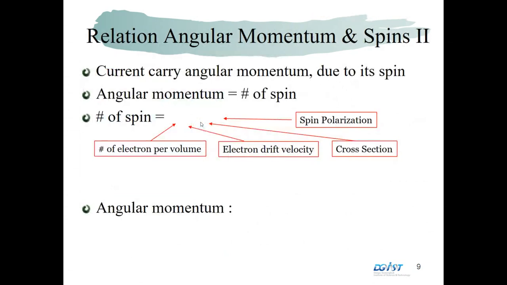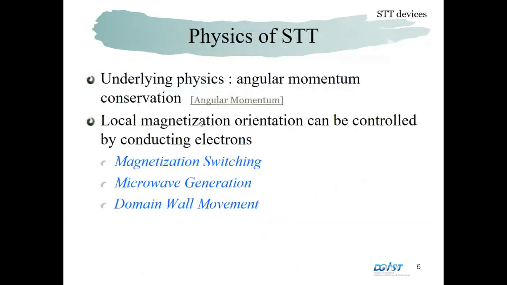So let's go back to this slide. With this, that means we can somehow manipulate the magnetization of the switching layer with the conduction electrons. So with that idea, we can make a magnetization switching, and sometimes you can generate microwaves, and sometimes you can move the domain wall. And I'm going to explain these two topics later.